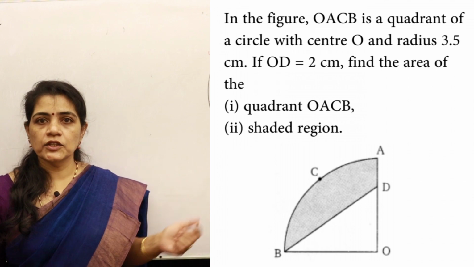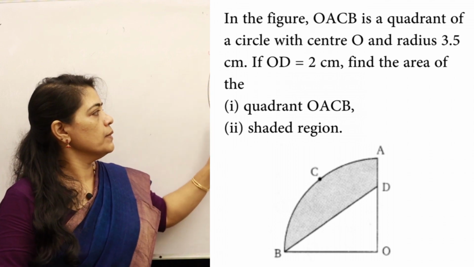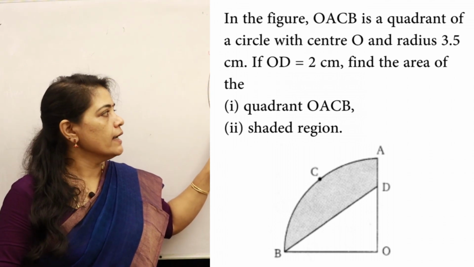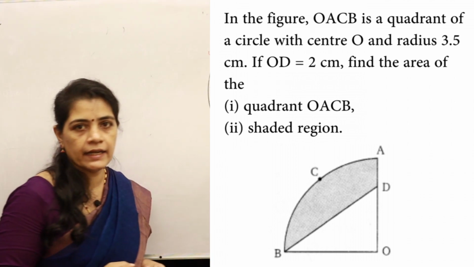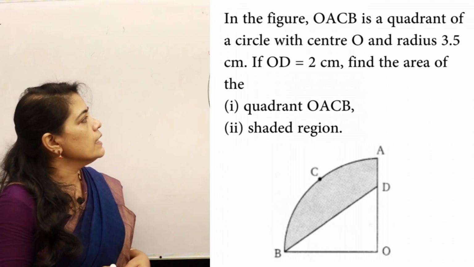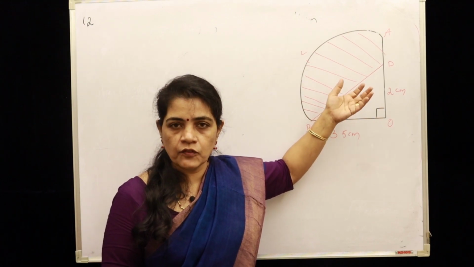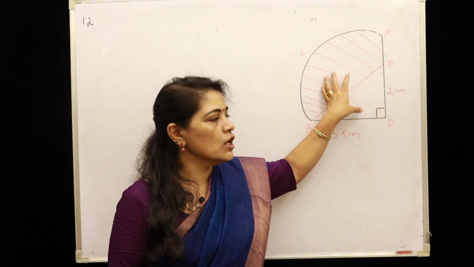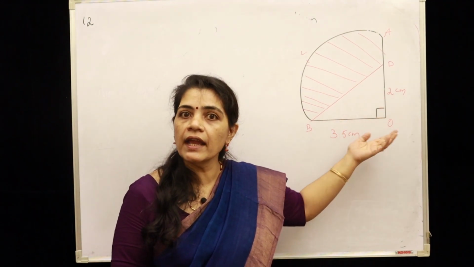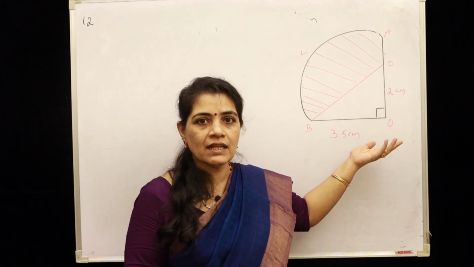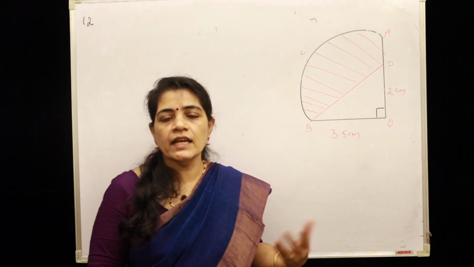Yes children, in the 12th problem, we are given a quadrant OACB. Since it is a quadrant, this is 90 degree. Here we have to find out the area of this shaded region. That is very simple. If you subtract from the area of this quadrant this right triangle BOD, why is it a right triangle? Because it is 90 degree, being a quadrant. From the area of the quadrant, you will get the area of the shaded region.